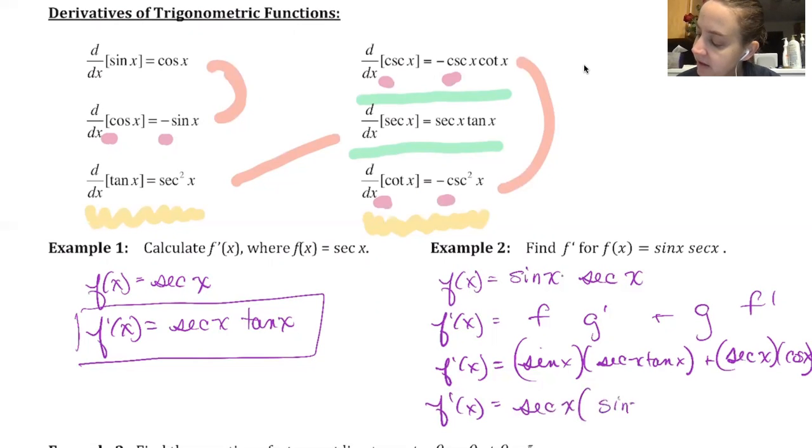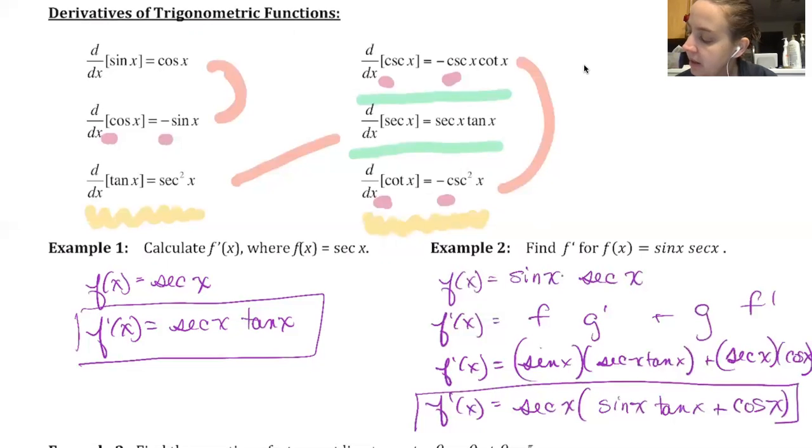So I have a sine of x, tangent x, plus cosine of x. And that, folks, is really it. There's nothing else to do.